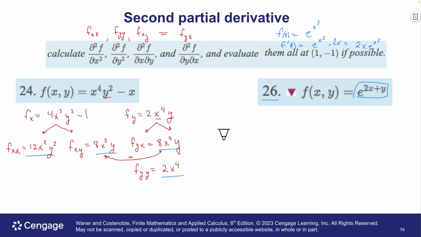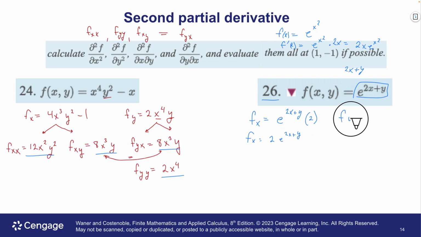So let's walk through this. If I take the first derivative with respect to x, I'm just going to get e to the 2x plus y. It's its own derivative. And then I need to multiply by the derivative of the inside. The inside is 2x plus y. Derivative of 2x plus y with respect to x is just going to be 2. Derivative of y is 0 because it's a constant. So we probably will just write this 2 e to the 2x plus y.